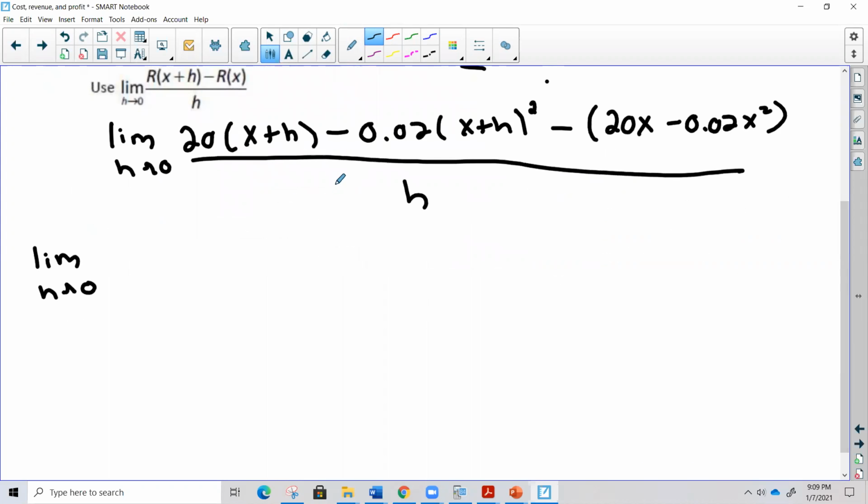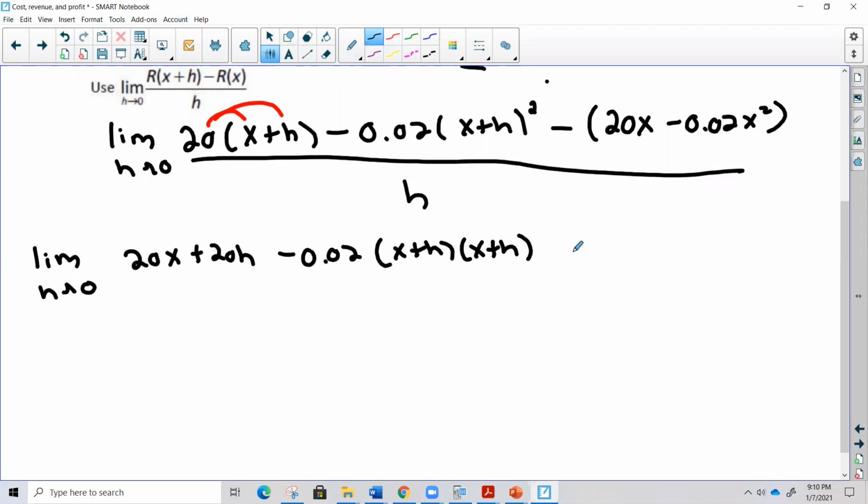I'm going to simplify. So in terms of this first part, I can distribute the 20. So I get 20x plus 20h. The second part, remember, you have to do order of operations. So you have to square it first. Squaring it means you're multiplying it by itself. And so I have to multiply that out. And then I'm also going to distribute this negative here. So I get minus 20x and then minus a negative, which is plus 0.02x squared. Again, this is all over h.